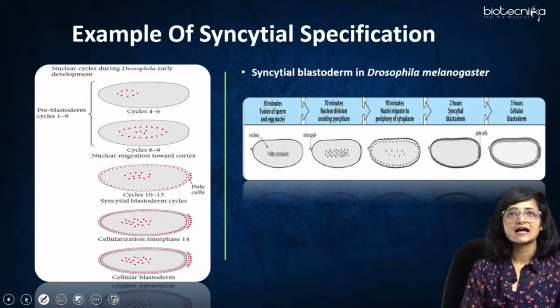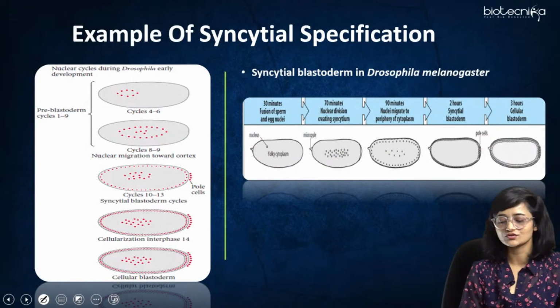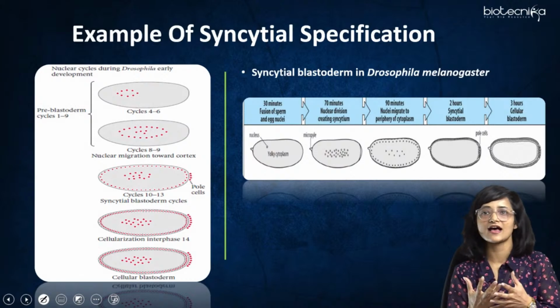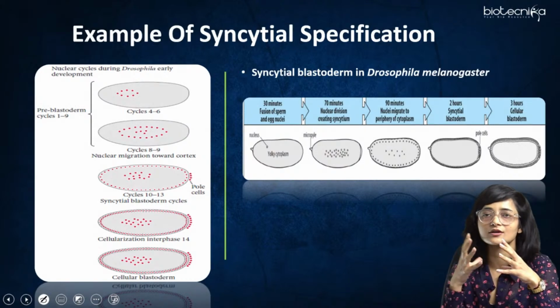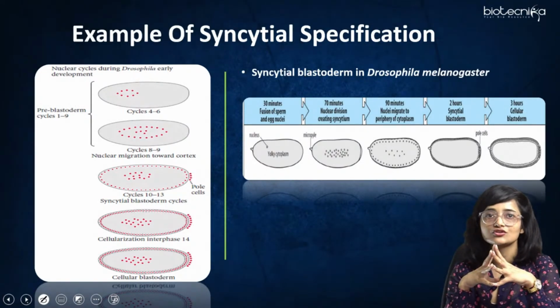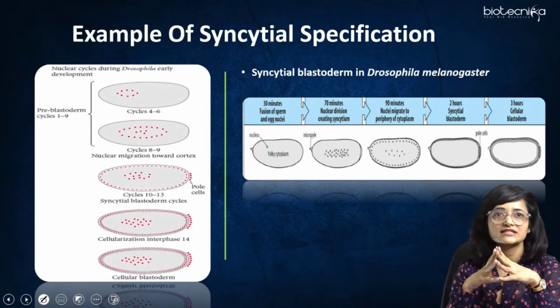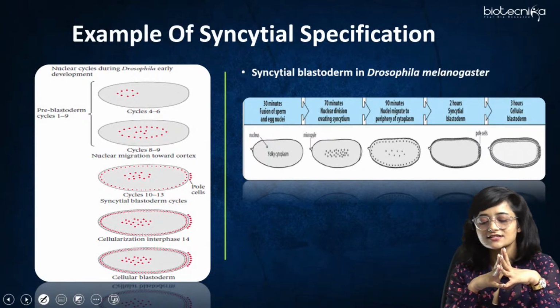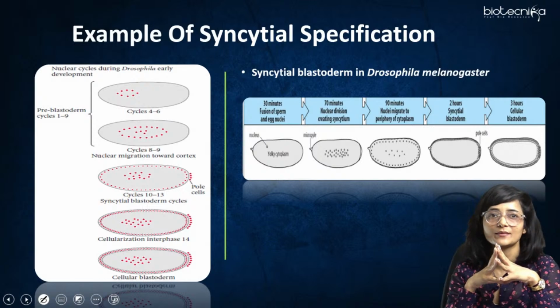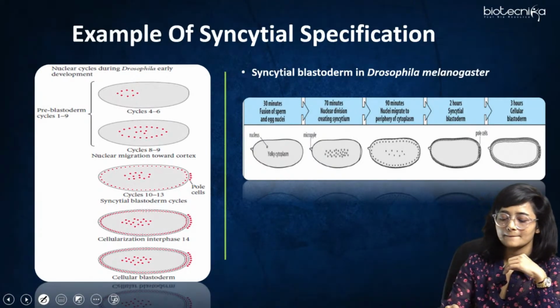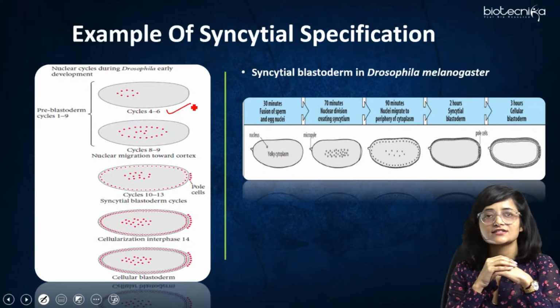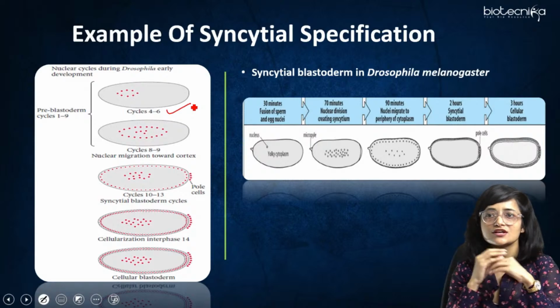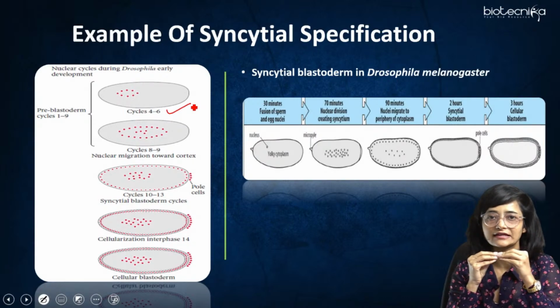Then comes the example of syncytial specification. As I have told you earlier also, it is the property of the insects basically. Drosophila is one of the great examples for syncytial specification. Here it says that nuclear cycles take place during Drosophila early development. Here the cycles consist of 4 to 6 nuclei being produced. Firstly, the nuclear division takes place, and then only the cellular division takes place here.